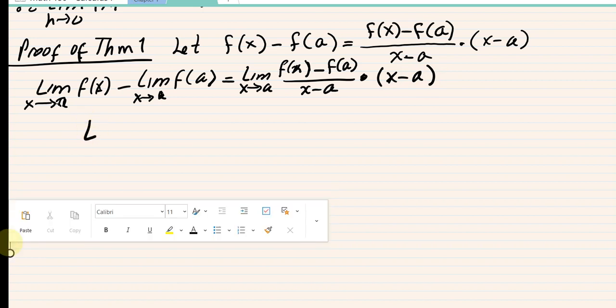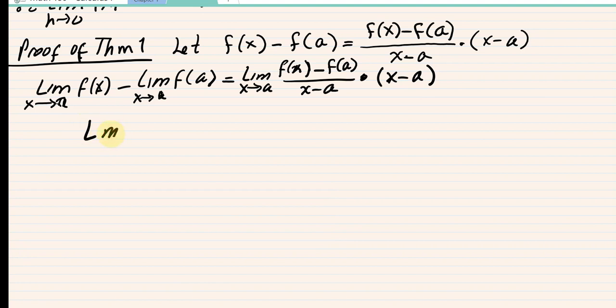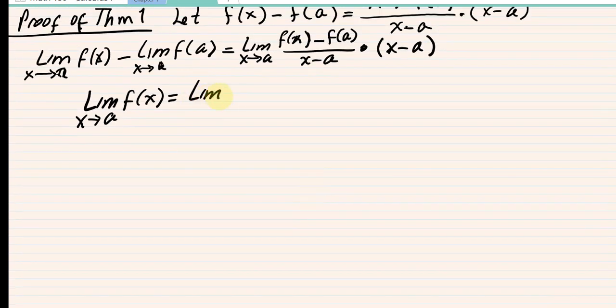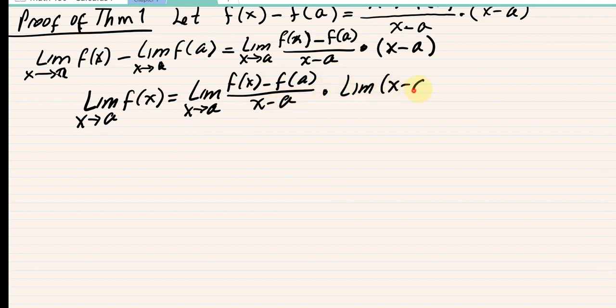Okay, now I'm going to keep the limit of f of x on the left side. That's the limit as x approaches a of f of x, equal to, I'm going to write this as the limit as x approaches a of f of x minus f of a divided by x minus a, times the limit of x minus a as x approaches a. And I'm going to take this negative limit of f of a to the other side, where it becomes positive, plus the limit of f at a as x approaches a.